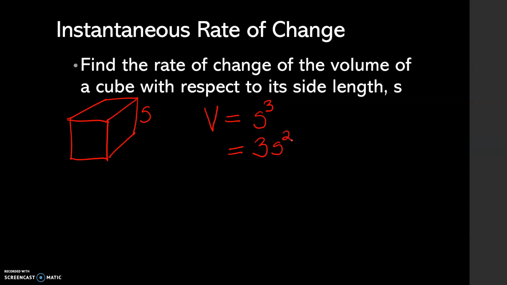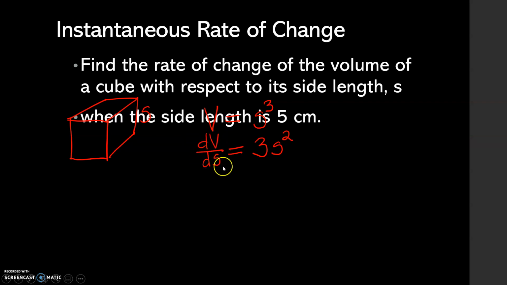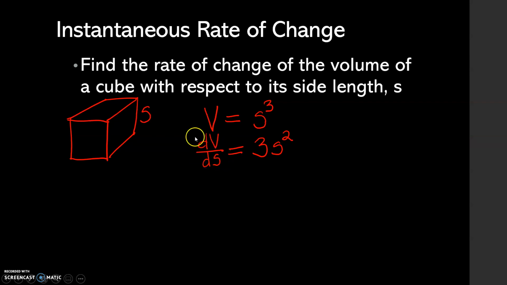You might be thinking we're going to write v prime on the left, but we're not. We're going to use a more powerful notation. We're going to write dV over dS. The reason we write that is dV over dS can be read as the rate of change of the volume with respect to the side length. The rate of change of the volume with respect to the side length is 3 times the side length squared.